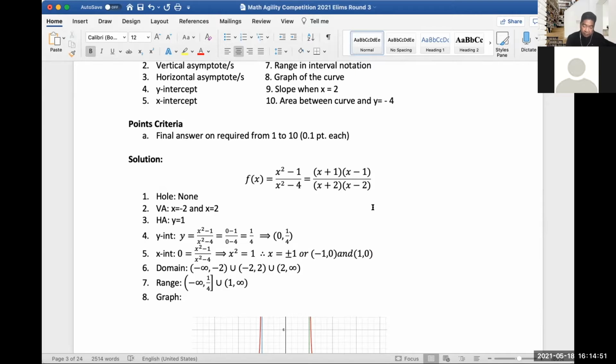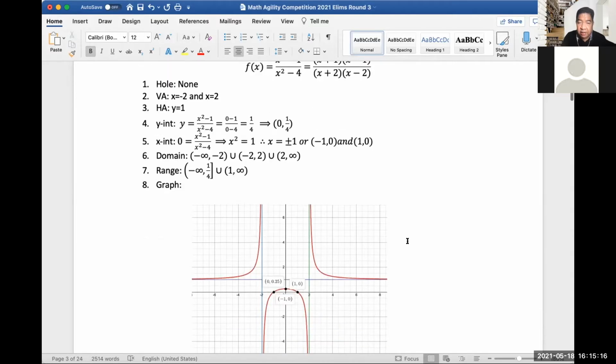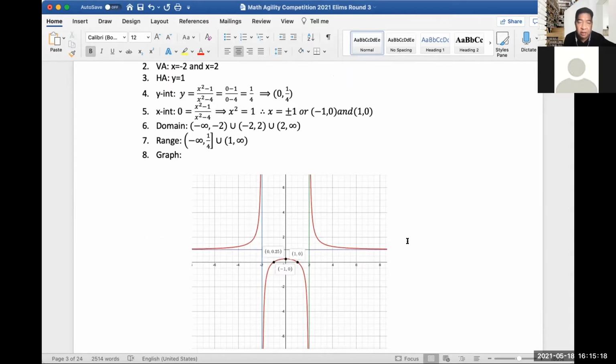And then let's go for number 6, the domain. So if you use any software or graphing calculator, let's try to graph it, so we save more time in graphing it. It's not required not to use a calculator in this round. So let's move it. I'll show you this. This is the graph using Desmos.